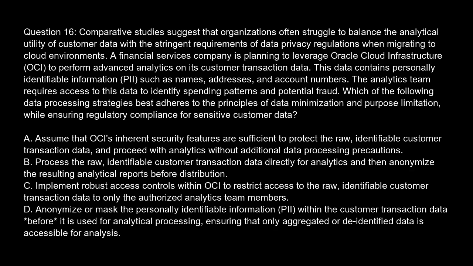Option B. Process the raw, identifiable customer transaction data directly for analytics and then anonymize the resulting analytical reports before distribution. Option C. Implement robust access controls within OCI to restrict access to the raw, identifiable customer transaction data to only the authorized analytics team members. Option D. Anonymize or mask the personally identifiable information, PII, within the customer transaction data before it is used for analytical processing, ensuring that only aggregated or de-identified data is accessible for analysis.